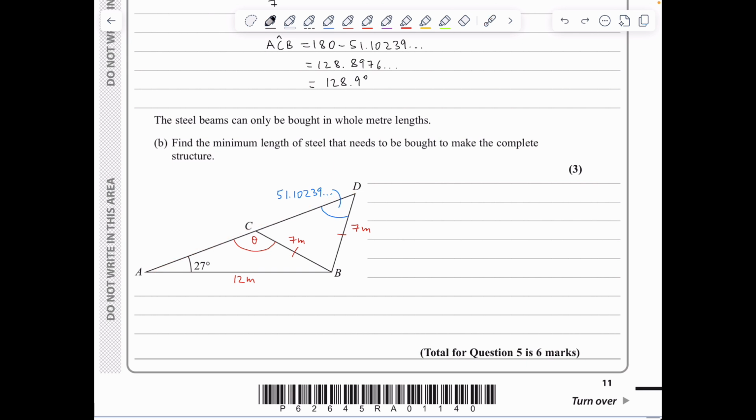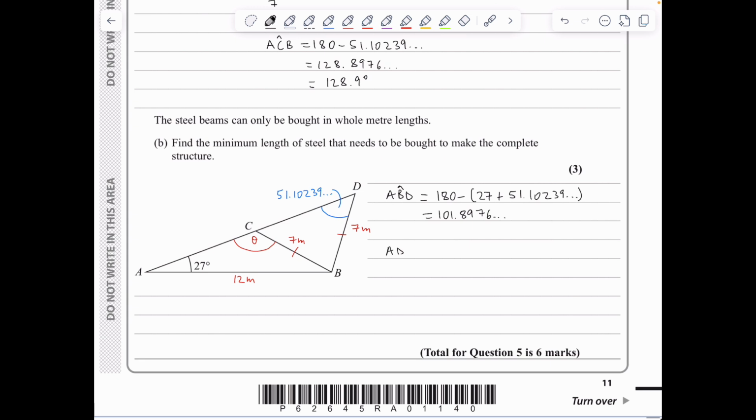So to proceed and find ABD, I will use the fact that angles in a triangle add up to 180 degrees. So I will be deducting the 51.10 and the 27 from 180. So we're looking at 180 minus the 27 plus the 51.10239. This gives an answer of 101.8976. And I will proceed with the cosine rule.